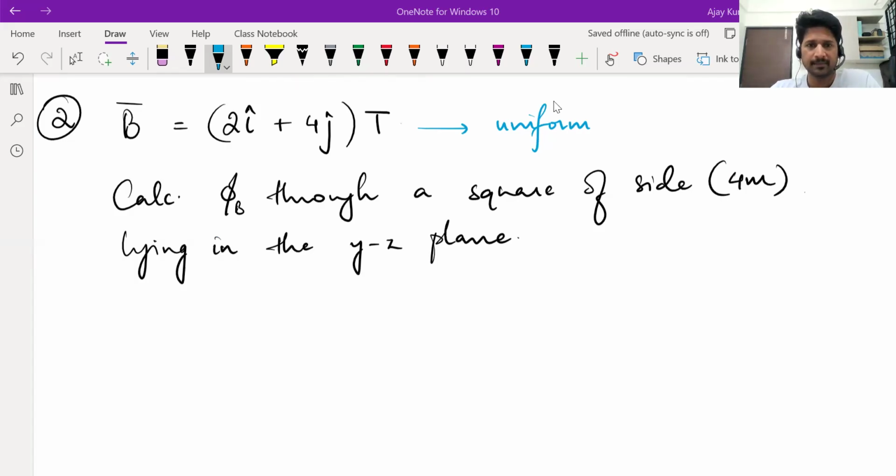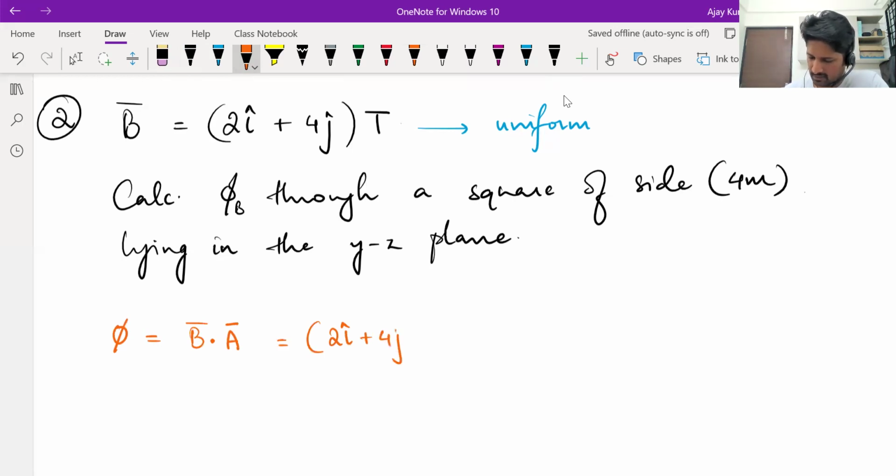Pradyun, what is your answer? Okay, one of you quickly tell me the formula to calculate flux when field is uniform and the surface is flat. B dot A, sir. You can directly use B dot A. B vector we know as it is 2i cap plus 4j cap. It's in SI units. Unit conversion is also not needed. Dot.